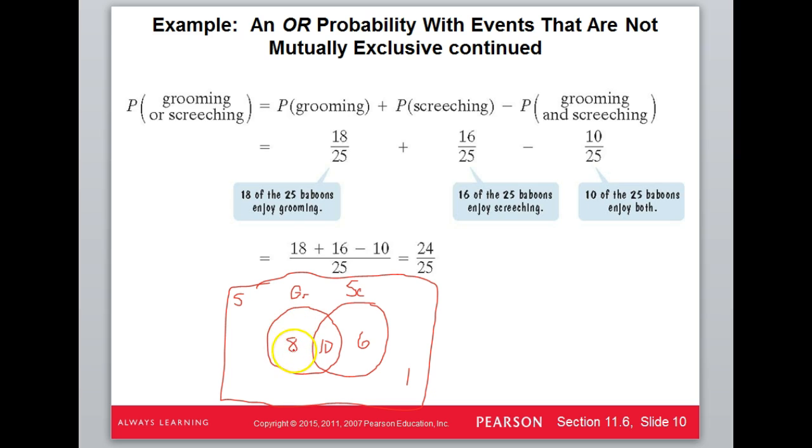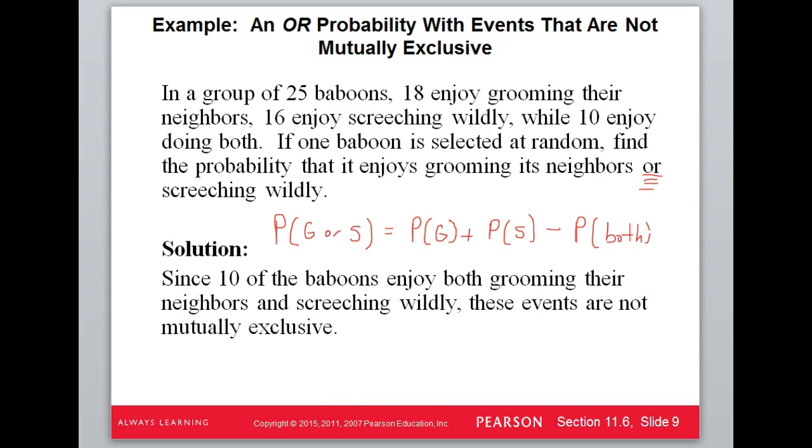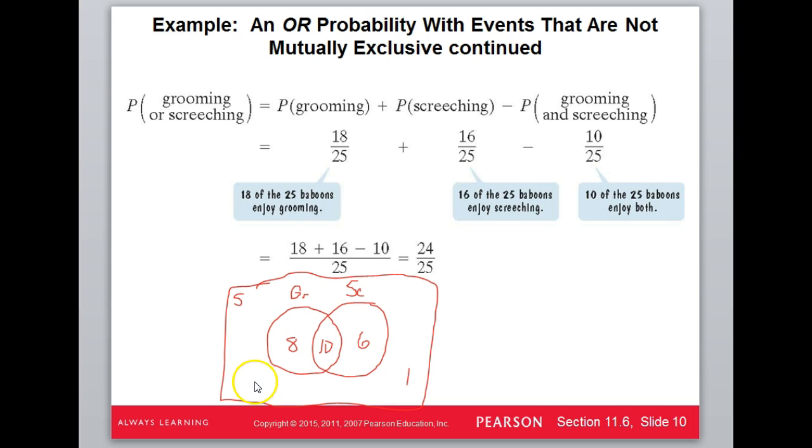So what does this 8 mean? It means they enjoy grooming, but they're outside the SC circle, so they don't enjoy screeching. So 8 like grooming one another, but they don't like screeching. Alright, the 10, that's obviously the ones that like both. There's 6 that enjoy screeching, but they don't like being groomed. And then there's 1 out here on the outside, a little outsider who doesn't like grooming. He's not a part of this circle, and he doesn't like screeching. He's not a part of this circle. He doesn't like either. So he belongs to the group because he is one of these baboons, but he doesn't like doing either of these two things.